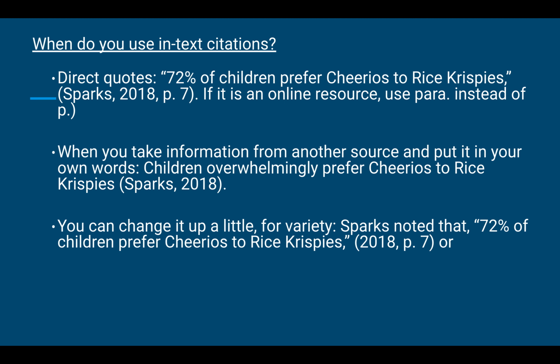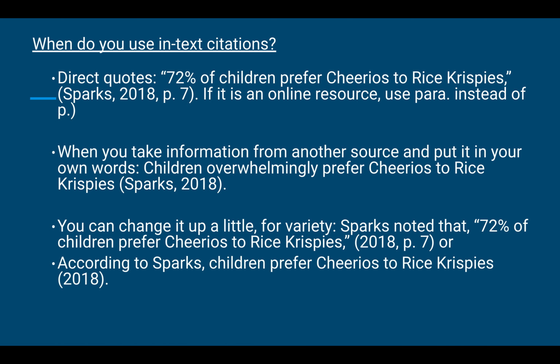You can change it up for variety if you want by putting the author at the beginning of the sentence and then the rest of the citation at the end. As long as you have all the information, that is acceptable.